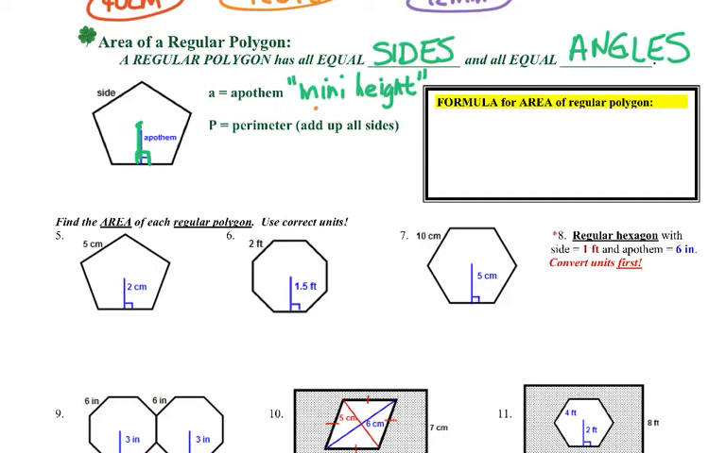And then P is going to stand for perimeter, which is adding up all the sides. But because it's a regular polygon, all the sides are equal, so it's going to make it a little easier to add them up. And the formula is A times perimeter divided by 2. A times perimeter, mini height times perimeter divided by 2.